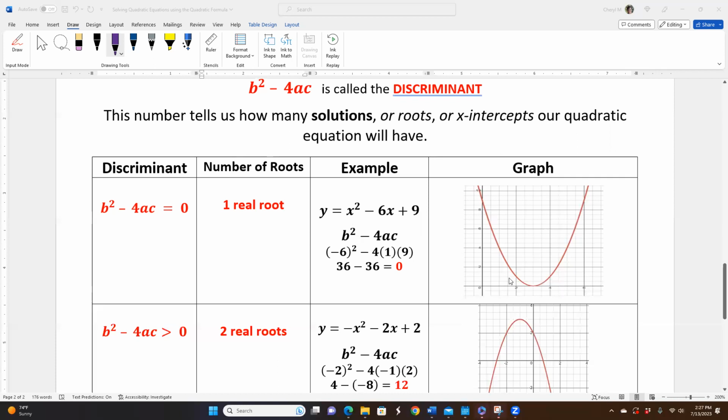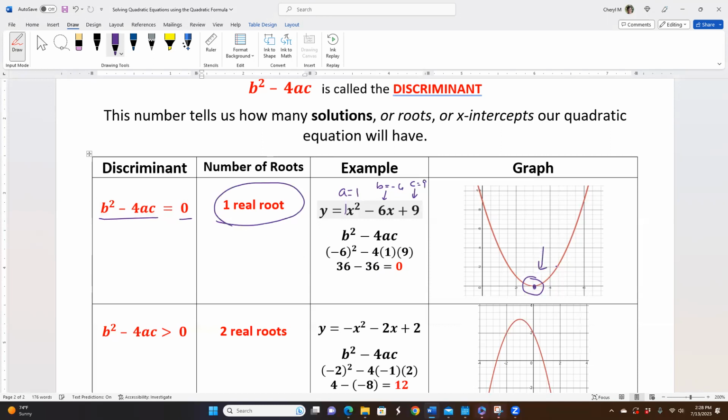And what that means is that you're only touching the x-axis at that one point right there. There's your answer. So we can see an example here. In this example, a would be 1, b would be -6, and c would be 9. So if we go b squared minus 4ac, we would take -6 squared minus 4 times a times c, get 36 minus 36 equals 0. So because the discriminant equals 0, we just have one real root right there.